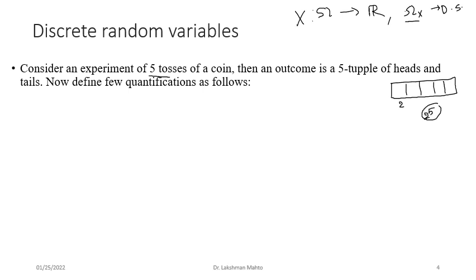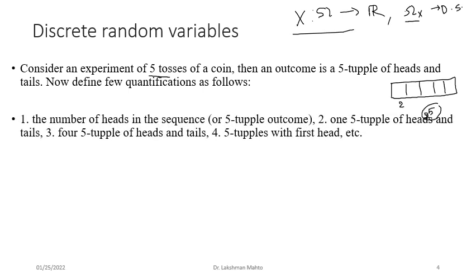Then, through the quantification approach, we can define random variables this way. In this experiment, we can define various random variables, and we are trying to define a few of those. One, we define the number of heads in the sequence, which we are calling X. X is the number of heads in the sequence. So tell me, what are the values of X?